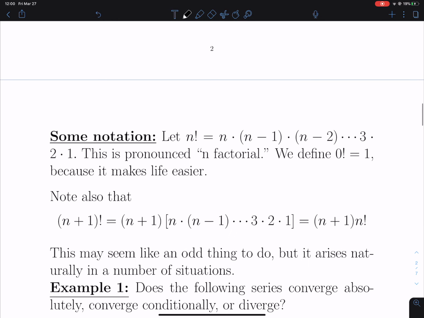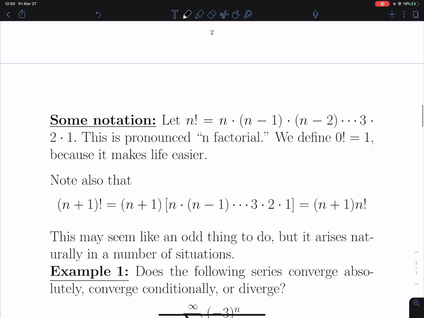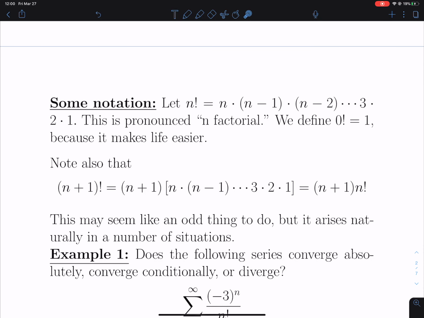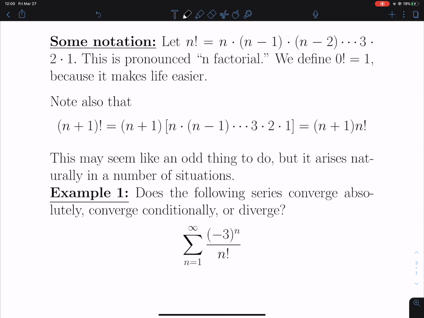So let's just jump into an example. And by example, I mean some notation. So hopefully you've seen this before. This is called a factorial. n factorial is n times n minus 1 times n minus 2, all the way down to 3 times 2 times 1. And we define 0 factorial to be 1 because it makes life easier. That'll matter later. And then we have this nice property. (n+1) factorial is n+1 times n factorial. So n+1 factorial is the same as n+1 times n factorial.